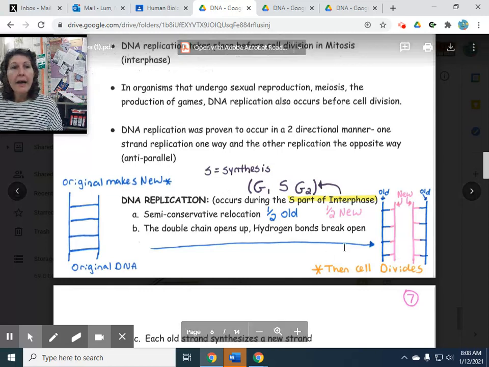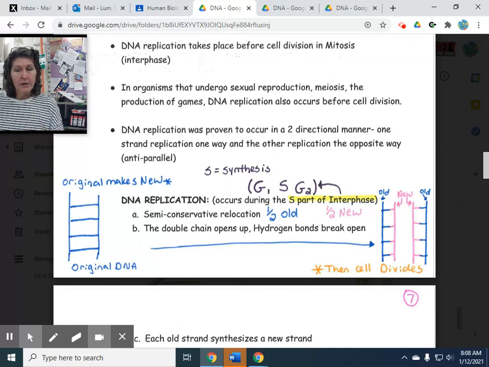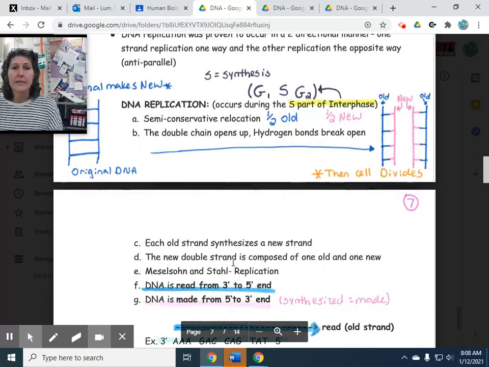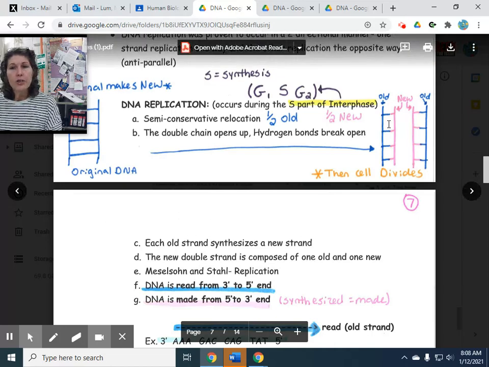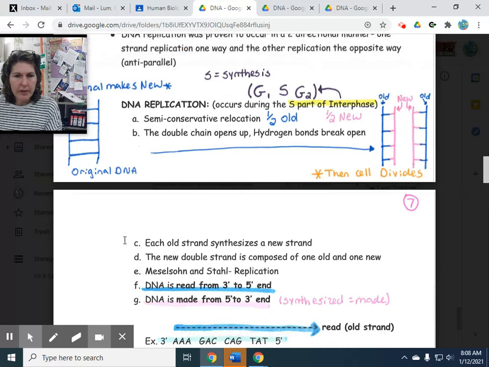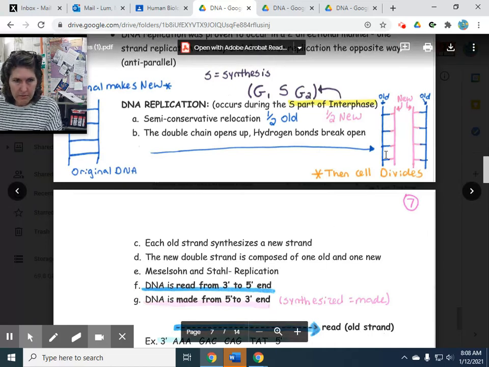So when that cell divides, I now create two identical, if we're talking about mitosis here, two identical cells, body cells. So each old strand, which are my blue here, are going to synthesize or create a new strand. So the new double strand is comprised of one old, which is my blue, and one new strand, and that was the Meselson and Stahl replication.